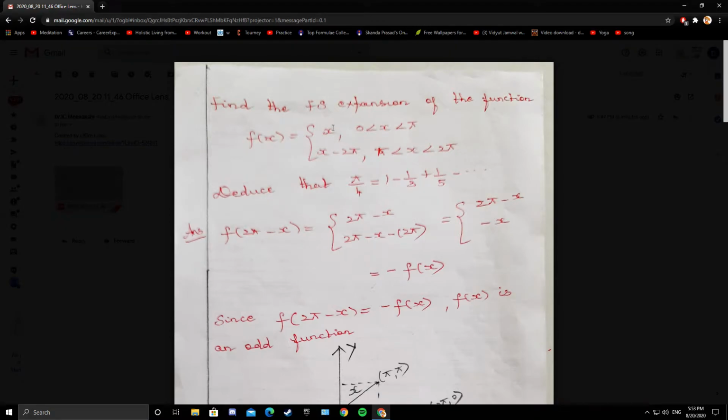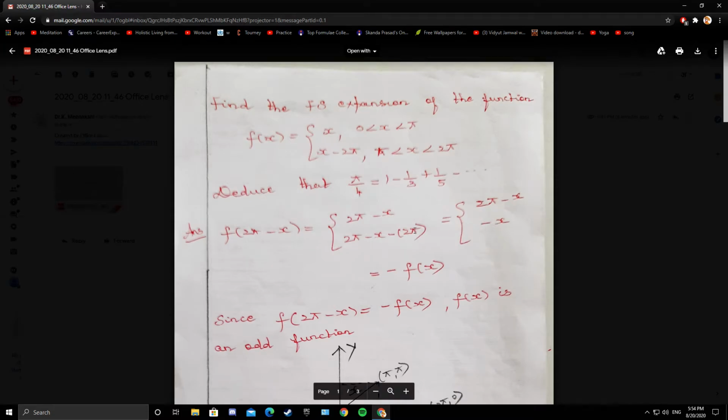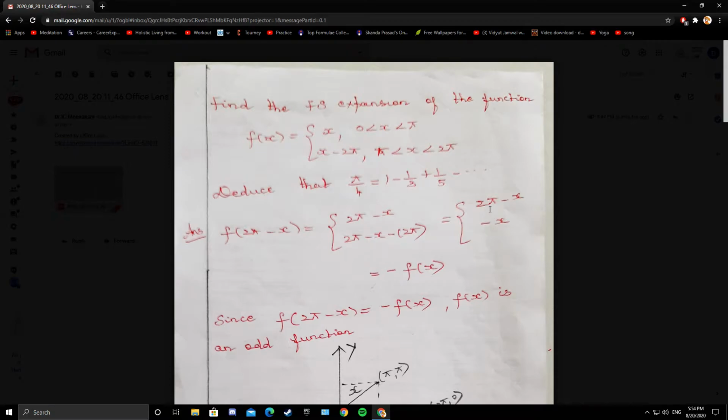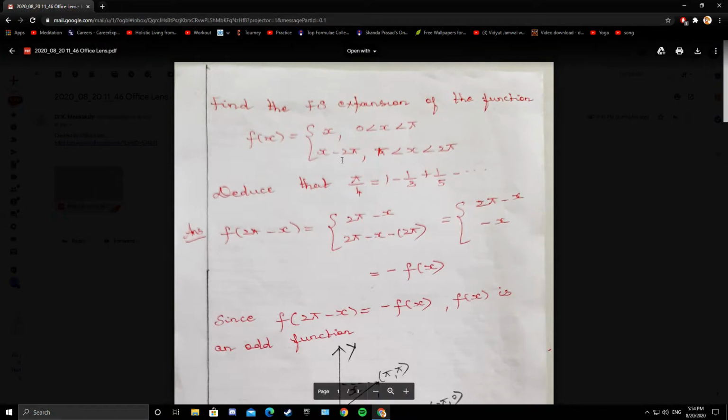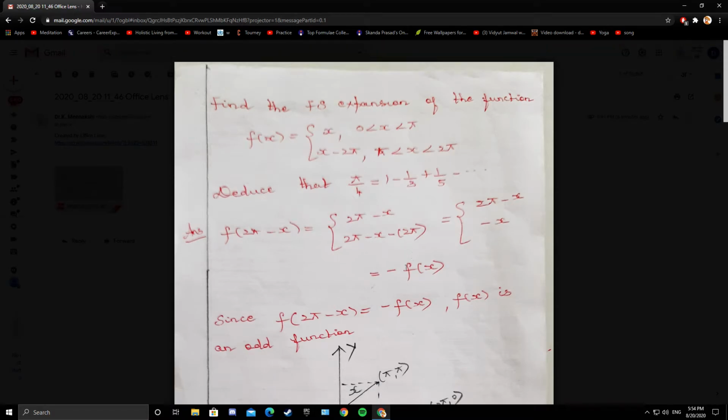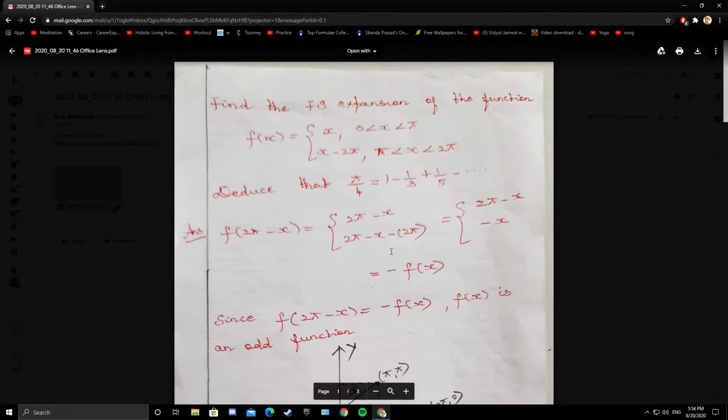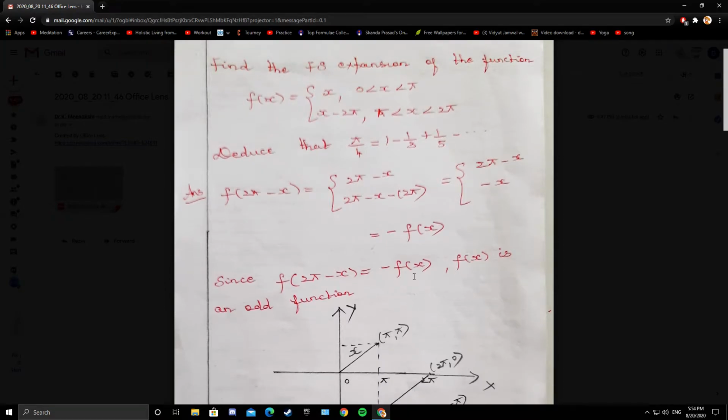If I replace this x by 2 pi minus x, I will get 2 pi minus x. If I replace this x by 2 pi minus x, I will get minus x. So I have 2 pi minus x minus x. So 2 pi minus x is minus of x minus 2 pi, and minus x is minus of x. So we have the negative of the given function, minus f of x. So f of 2 pi minus x is the same as minus f of x. Therefore, f of x is an odd function.